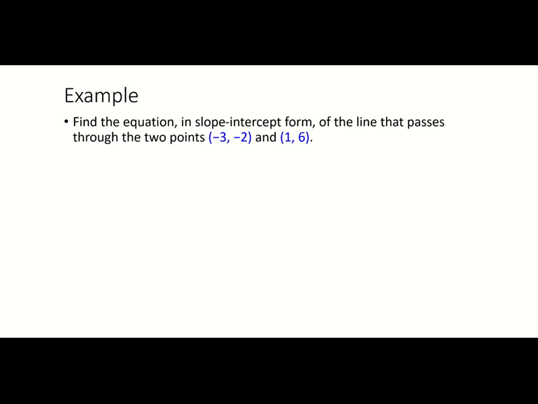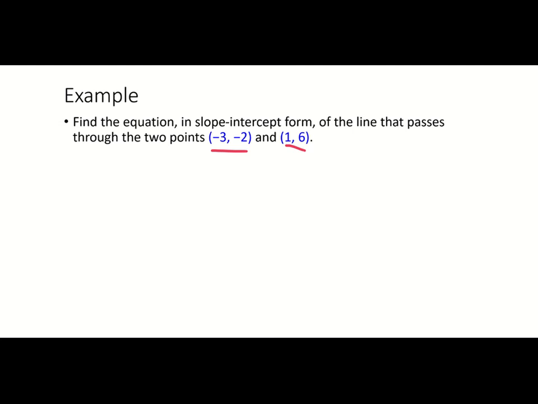All right, so the last example for this section is we are going to find the equation in slope-intercept form of the line that passes through the 2 points. And our 2 points are (-3, -2) and (1, 6). So here, I mentioned this before, sometimes they give you a point and the slope, or sometimes they give you 2 points. Since we have 2 points here, we need 1 point and the slope to find the equation of the line.